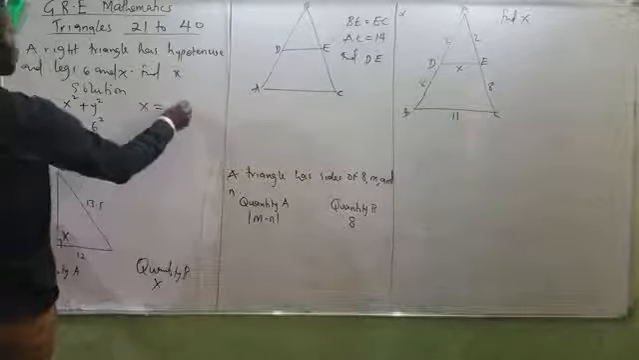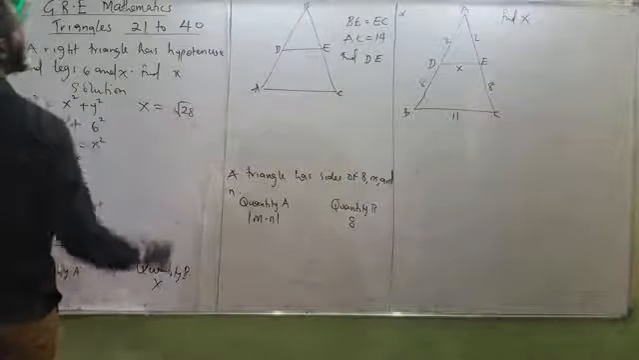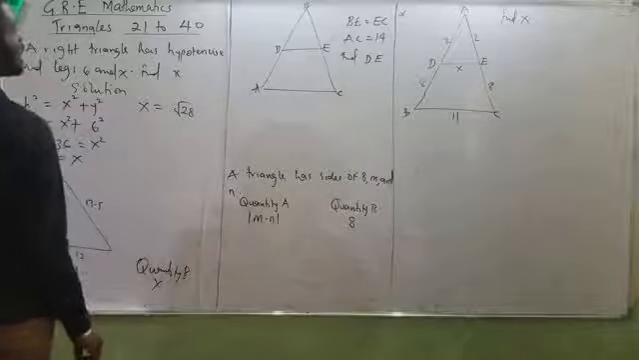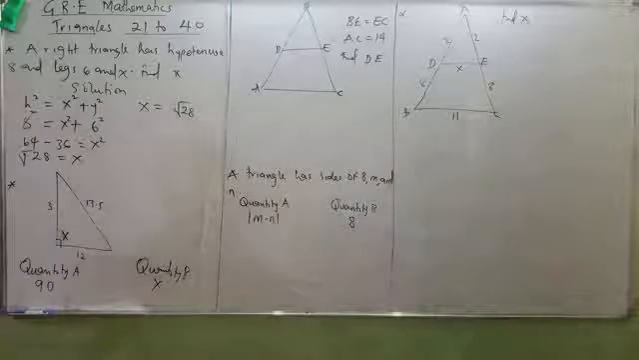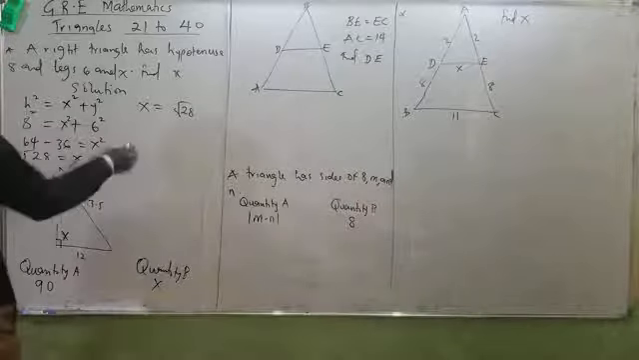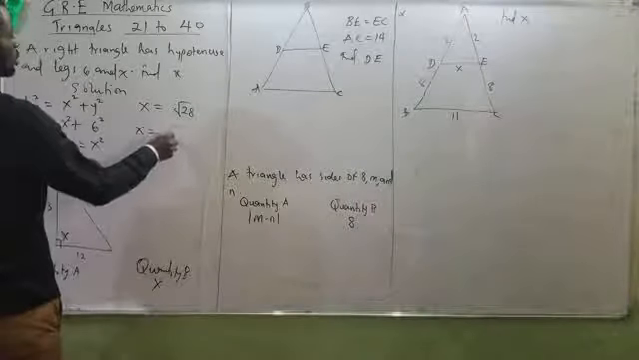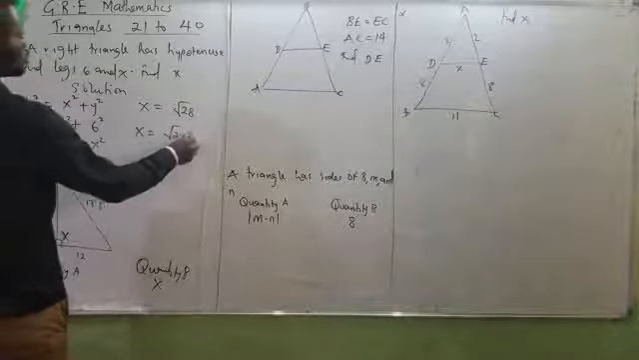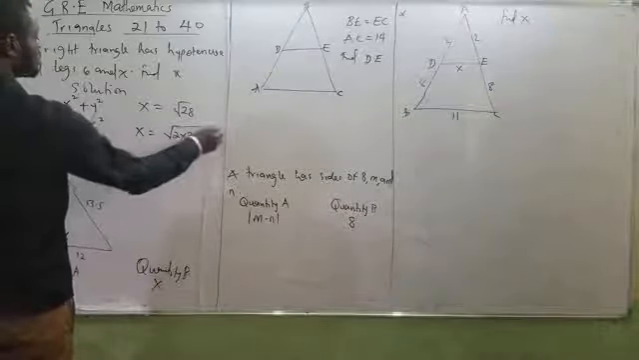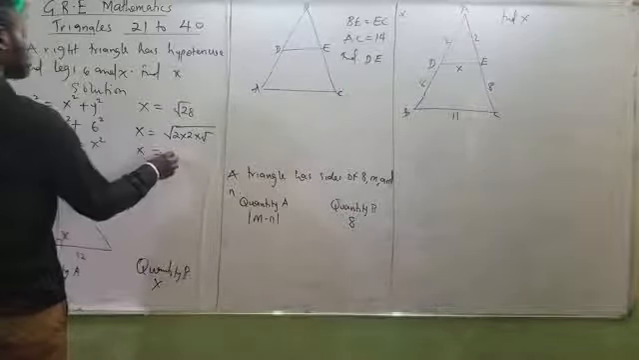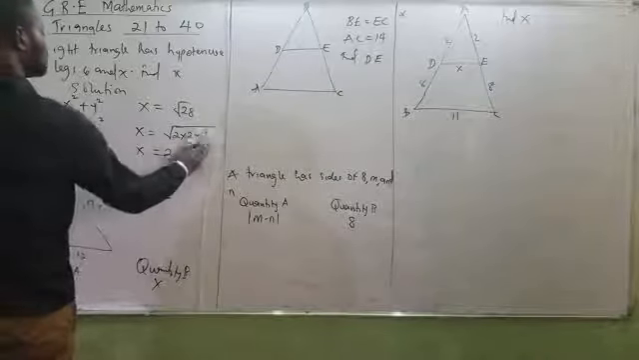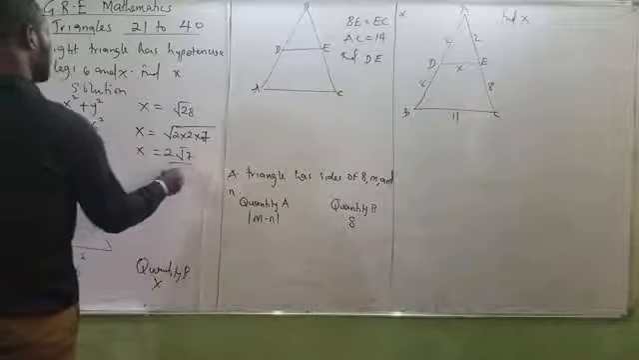My x equals the root of 28, which is 14 times 2. It means I can say that my x can be equal to the root of 2 times 2 times 7, which is 28, and my x can be equal to 2 root of 7. That is my answer.